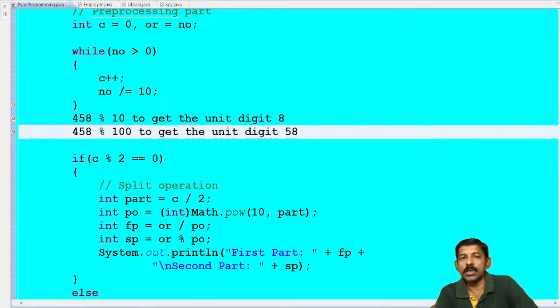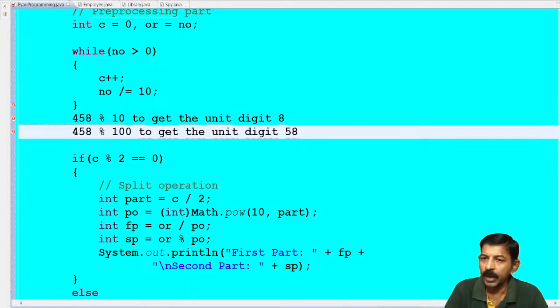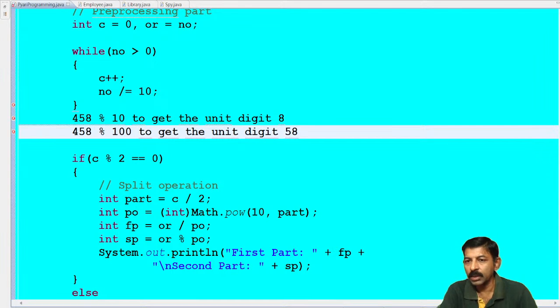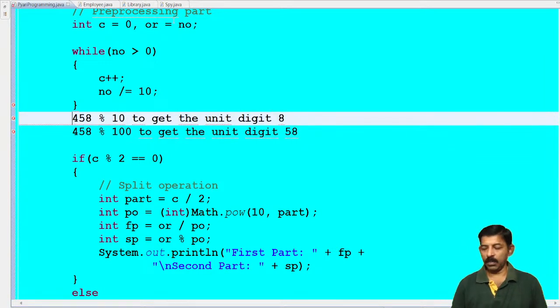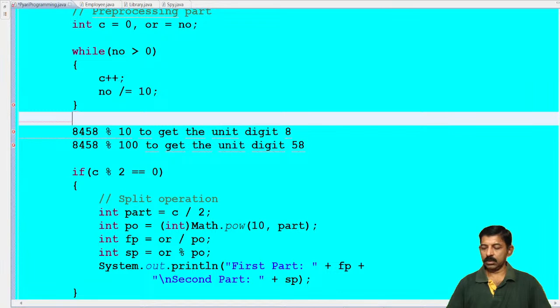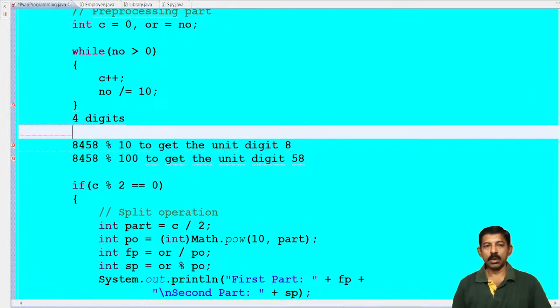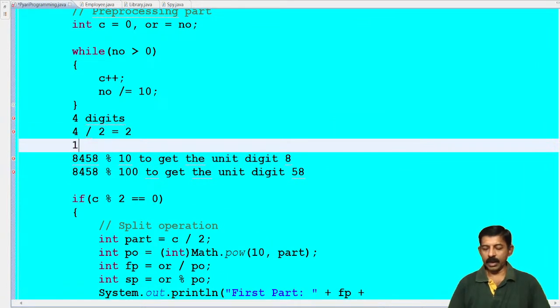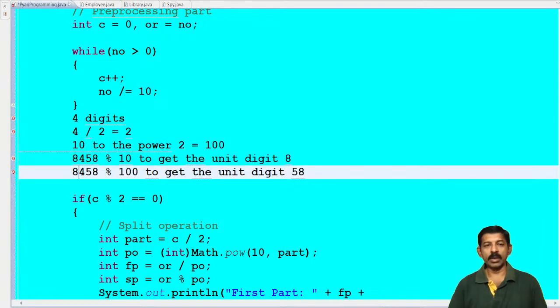Yes Aditya, this part you understood? I'm using the modulo operator by 10, modulo 10, to get the unit digit. But if I want to get two digits then I will use 100. Now how many digits are there? Suppose the number is like this, so how many digits are there? Four digits. Now I said 4 by 2, that is equal to two digits. Now 10 to the power 2 is equal to 100. Now look at this, I will get two digits.